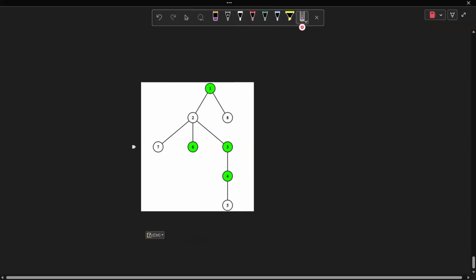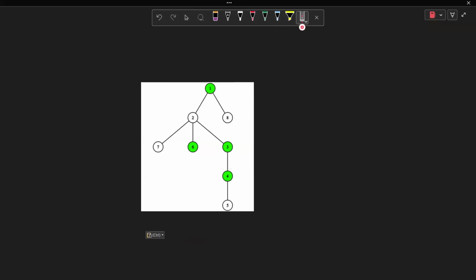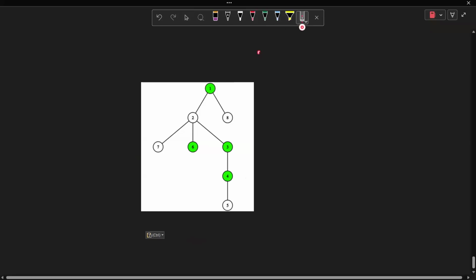Along with the tree, we are also given one more piece of information, that for every node, the value of the node is either 0 or 1. So here the green represents 1 and white represents 0. So basically the values here are 1 0 0 1 1 1 0 0.